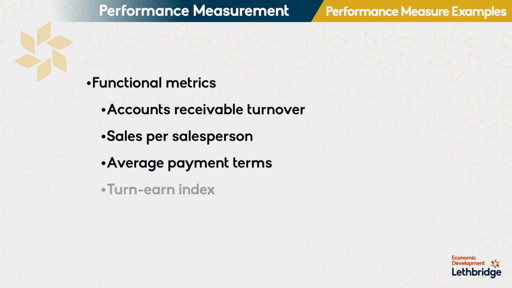You can look at something called a turn-earn index. So when looking at your inventory turnover ratio, which is how long inventory stays and how long you can sell it, or how long it takes to get rid of your inventory, a turn-earn index looks at high inventory turnover ratio for low margin products, or lower inventory turnover ratio for higher margin products. Turn-earn index is an interesting one to look at, and I encourage you to look into that a little bit further.